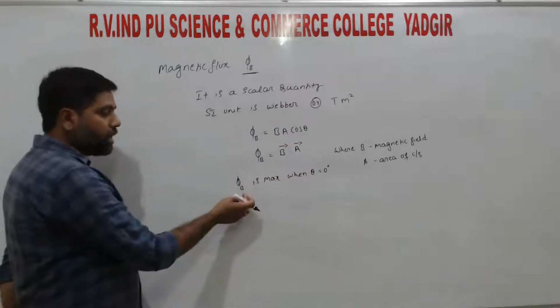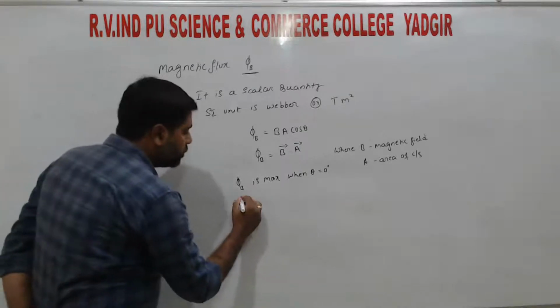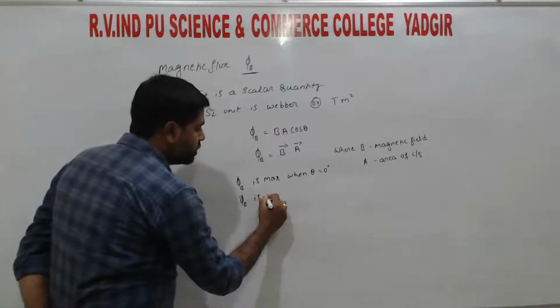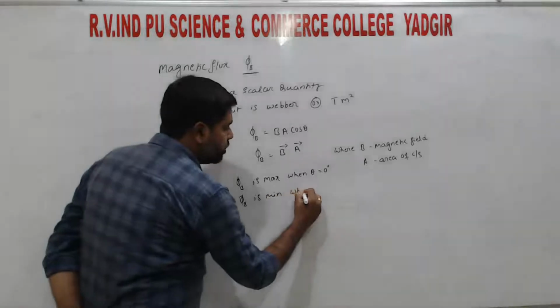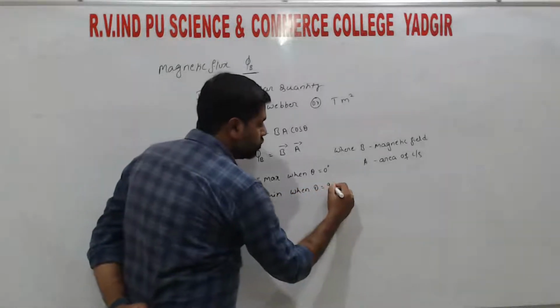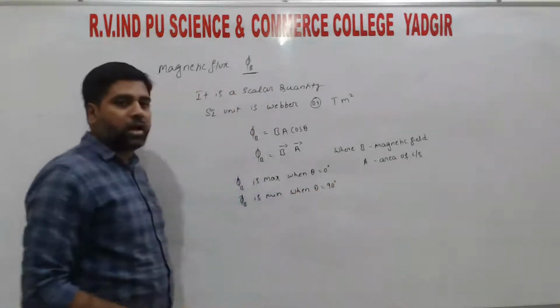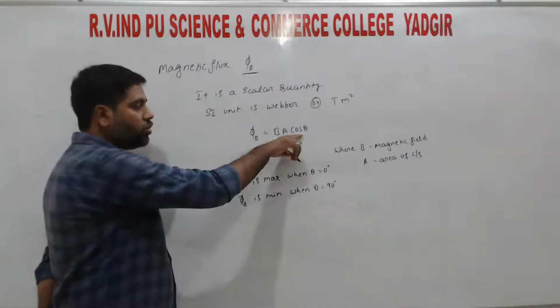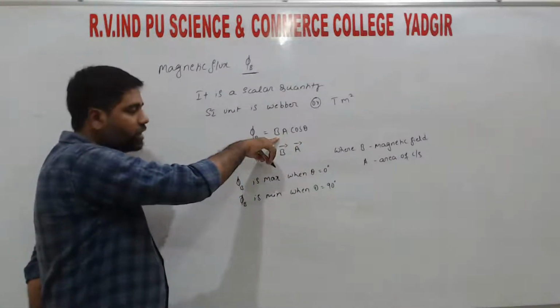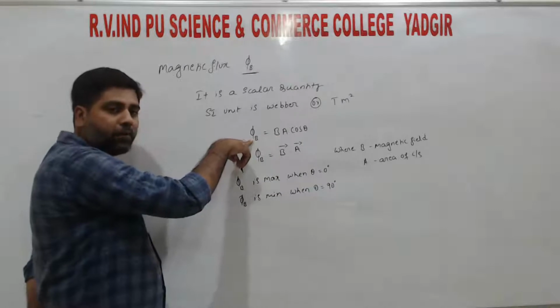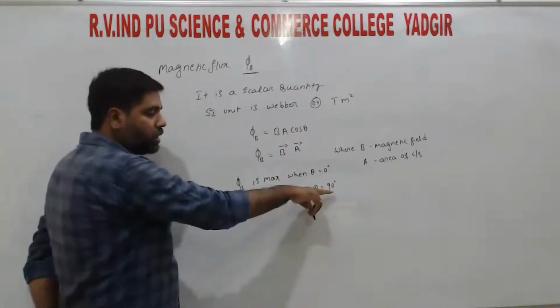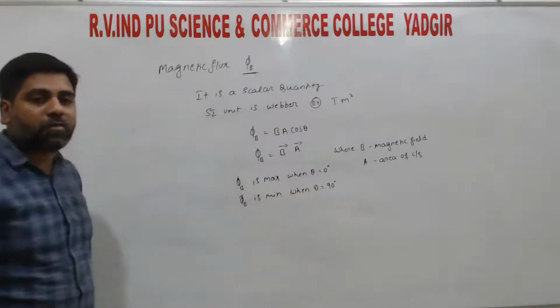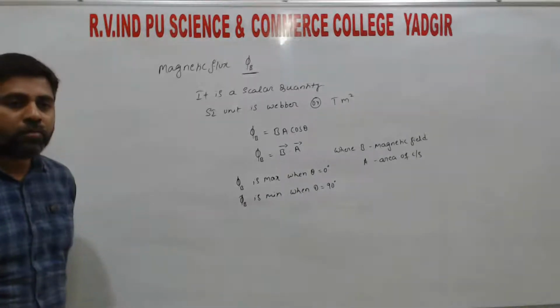When is the magnetic flux minimum? Phi B is minimum when theta is equal to 90 degree, right? Cos 90 is 0, so 0 into the whole term is 0. So we get the magnetic flux phi B as minimum. Minimum means the value becomes 0, right?